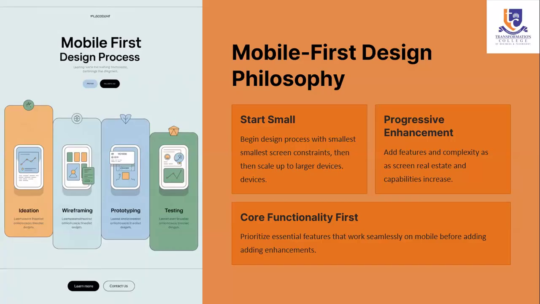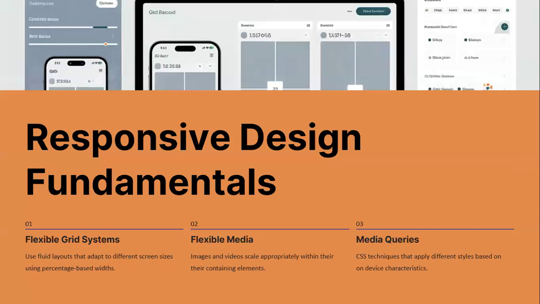Core functionality first, yes. Prioritize the essential features that work seamlessly on mobile before adding enhancements. Like I said, do the things that are generally accepted first before you say you want to be flexible. And even when you want to do all those things, please involve your QA so that they can test it very well for you. Very, very important, so that it doesn't crash your platform.